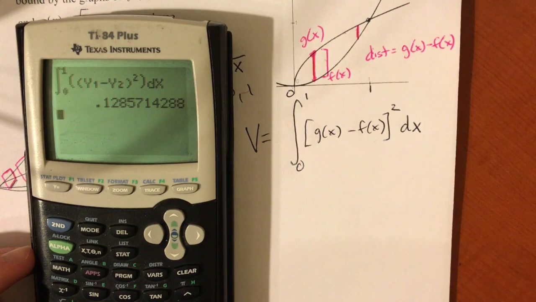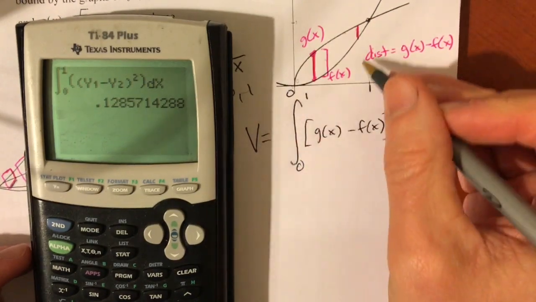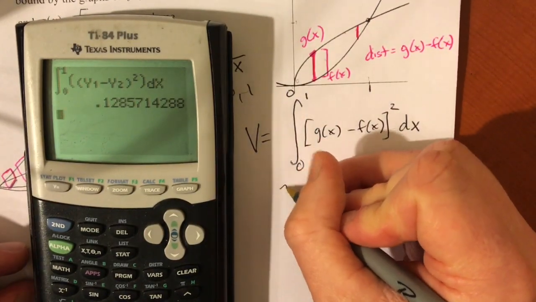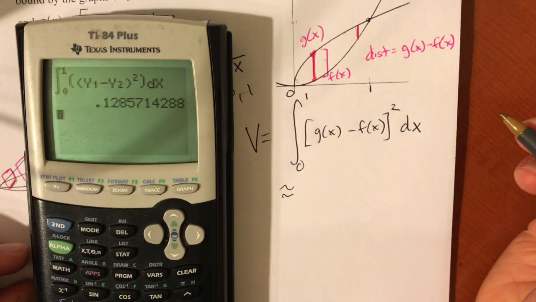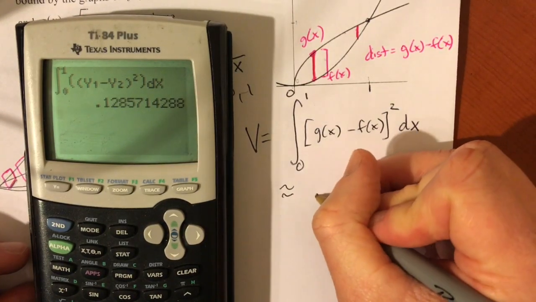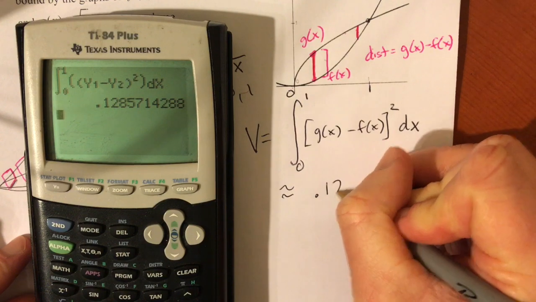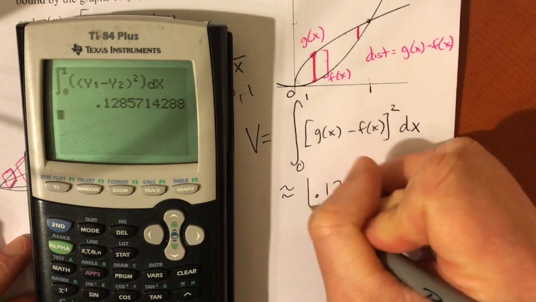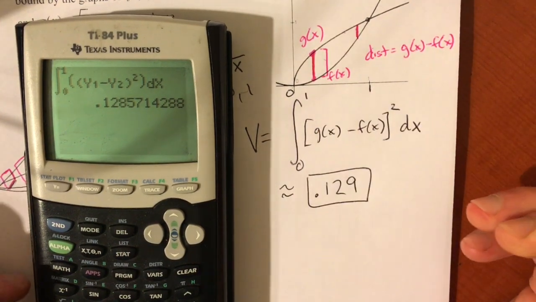This seems a little disappointing, right? You think it'd be bigger, but you're only going from 0 to 1. And those squares aren't really that big. So you get about 0.128 or 129. Again, I'm a rounder, maybe you're a truncator. Okay.